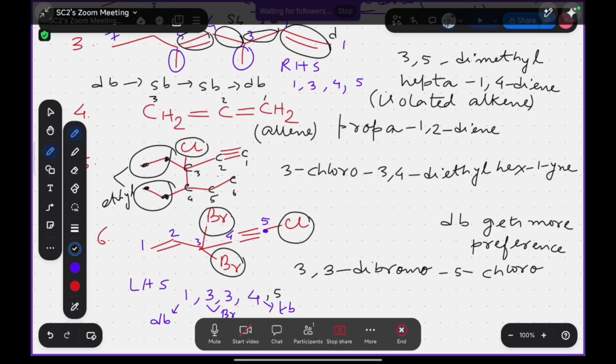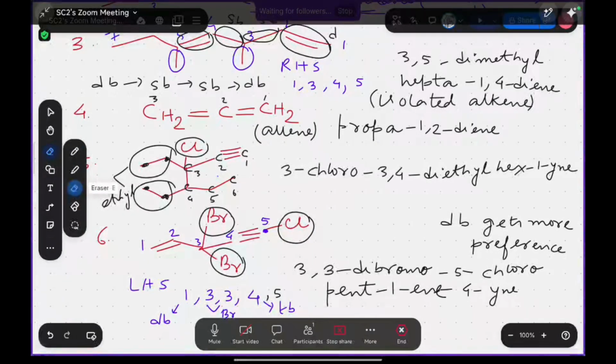After the side chain, let's move to the word root. 5, so pent. In E comes first. So pent 1 in 5. Now 4, not 5, it's 4. Pent 4 ine. In E, the last E will be erased. I hope you know that. The last E of in will be erased because 2 vowels cannot be together. So it is 3,3 dibromo 5-chloro pent 1 in 4 ine.